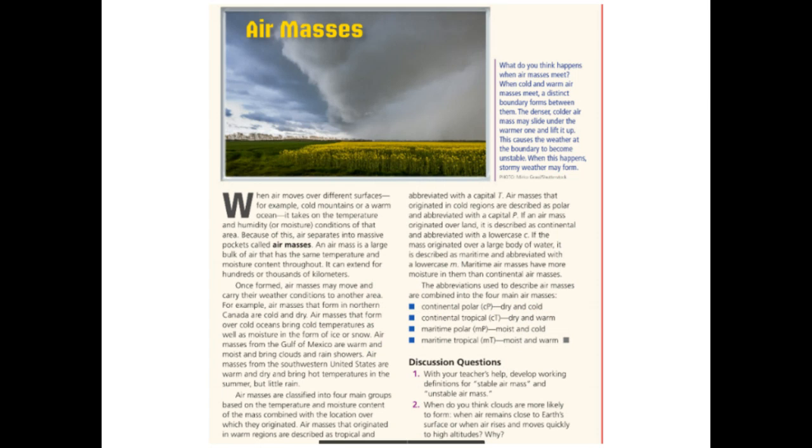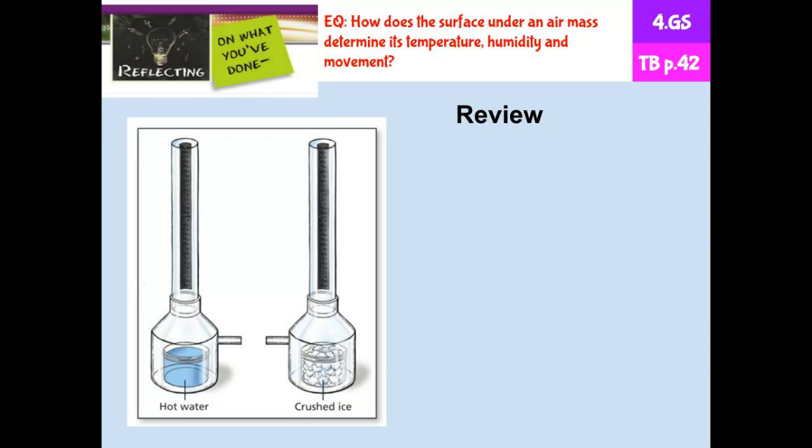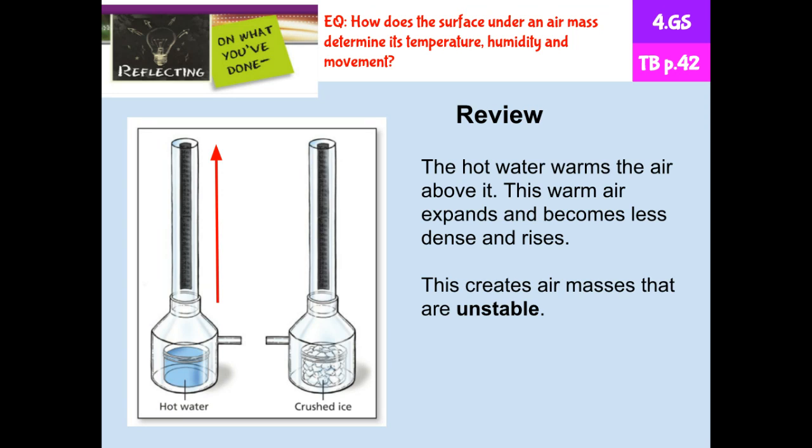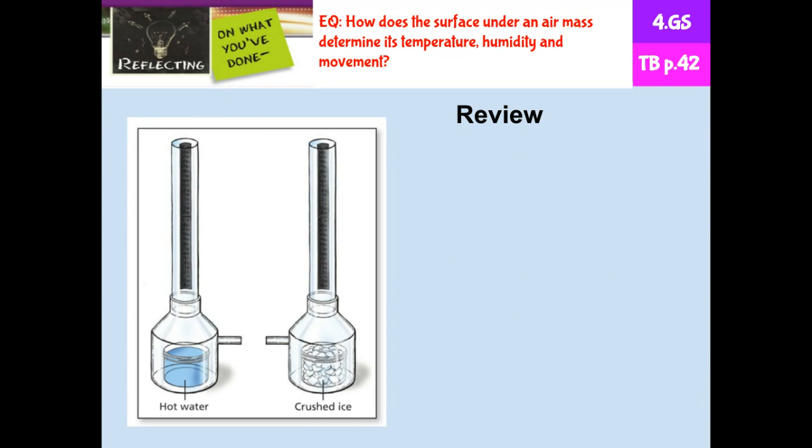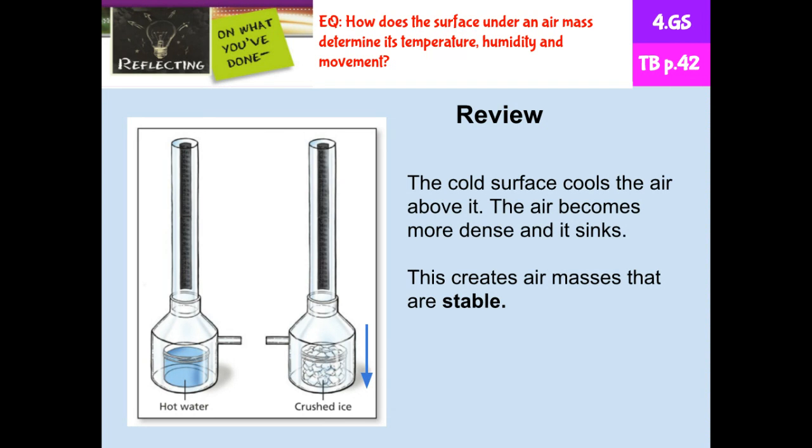And then here's the reading that we did last week, talking about air masses. And then we're going to be talking about the cold and dry, dry and warm, moist and cold, and moist and warm different air masses. So just to review, hot water warms the air, and the air expands and becomes less dense, and that makes it unstable. And you can see the little molecule example off to the right. And then the opposite of that, the cold surface cools the air around it, and that air becomes more dense and sinks, and that creates stable air.